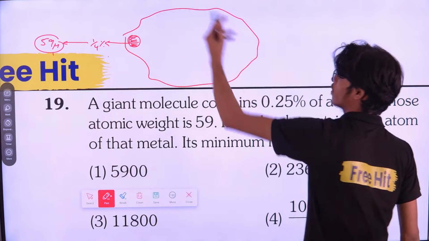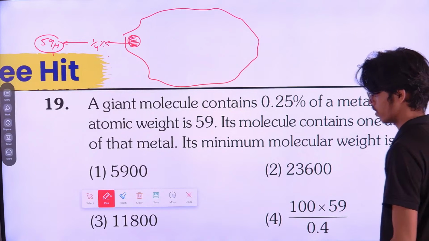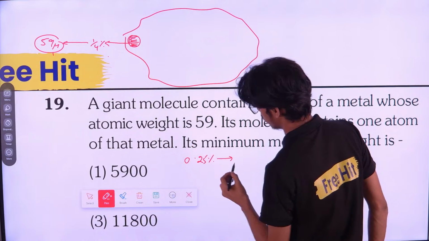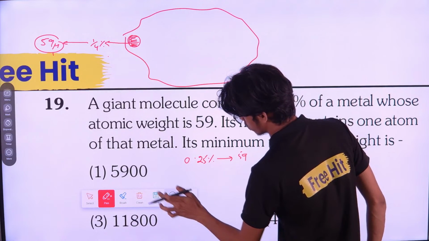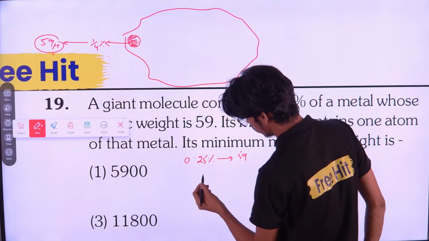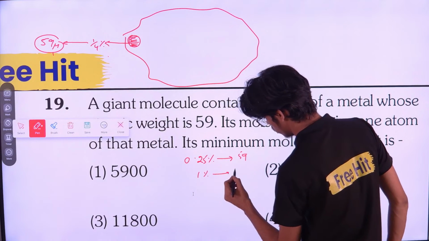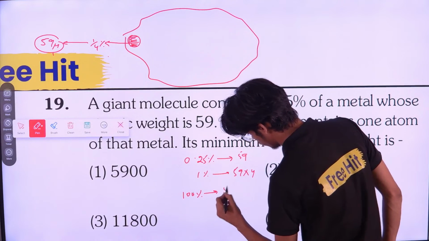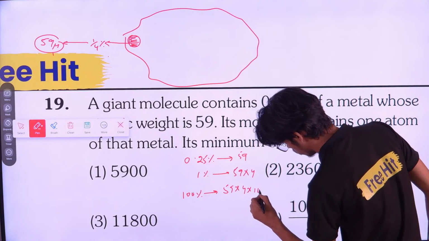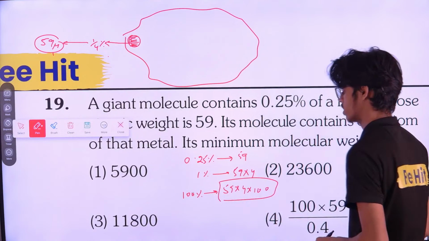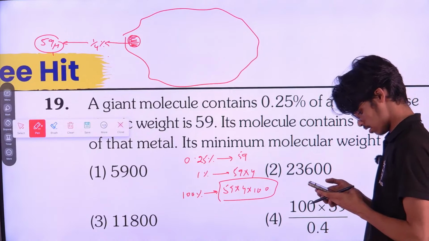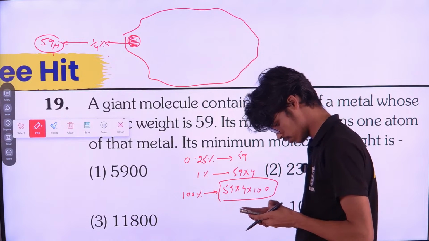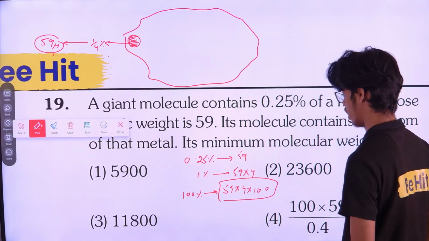What is the weight of the whole molecule? Very simple, right? The weight of 0.25% is 59. So you can say 0.25 is 1 by 4, so 1% is equal to 59 into 4. Okay, 100% of the whole weight is how much? 59 into 4 into 100. So you just multiply 59 into 4. What is the value of 59 into 4? Somebody is saying 19 option number 2. Let's see, 59 into 4 is 23600.